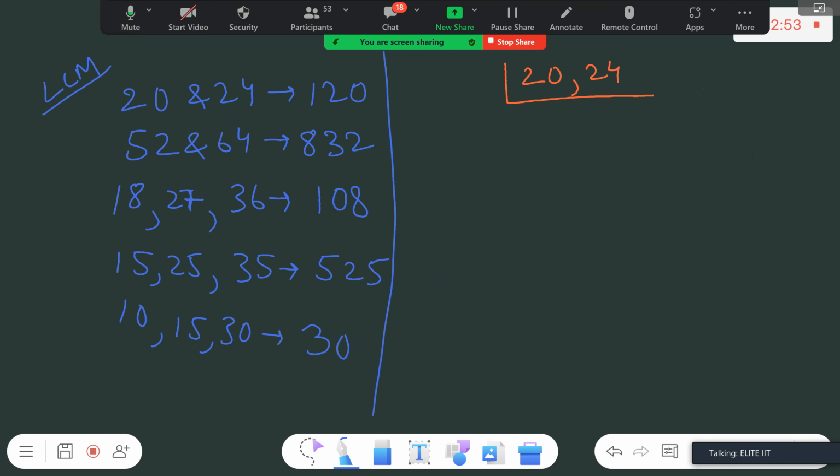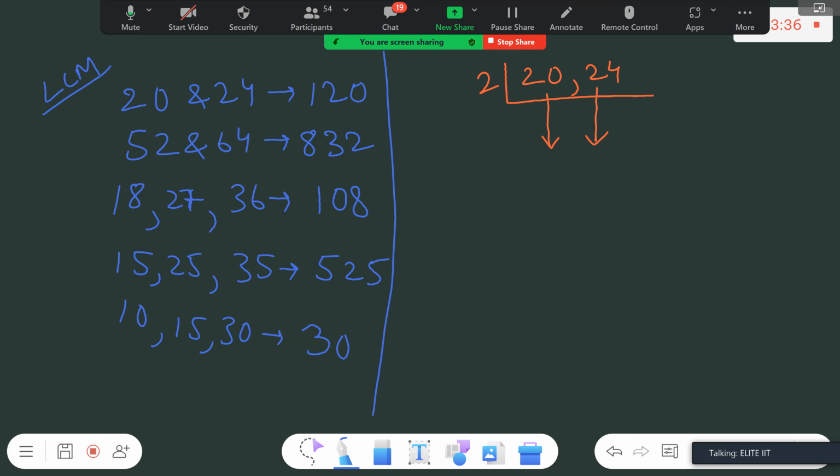20, 24. Now, start checking from the lowest prime number which will be a common factor to both of them. So which is the lowest prime number common factor to both of them? Let us start with 2.